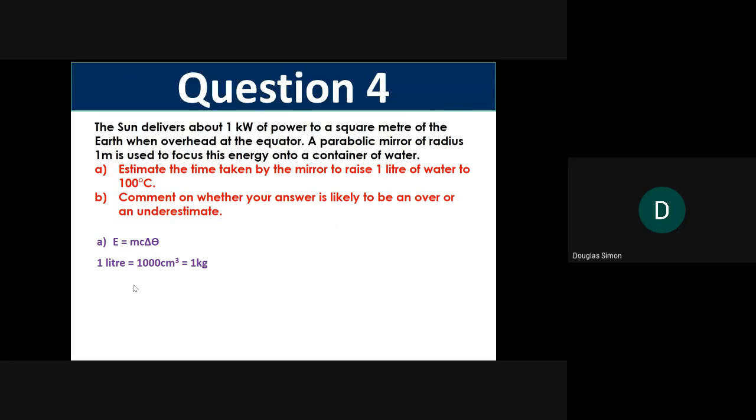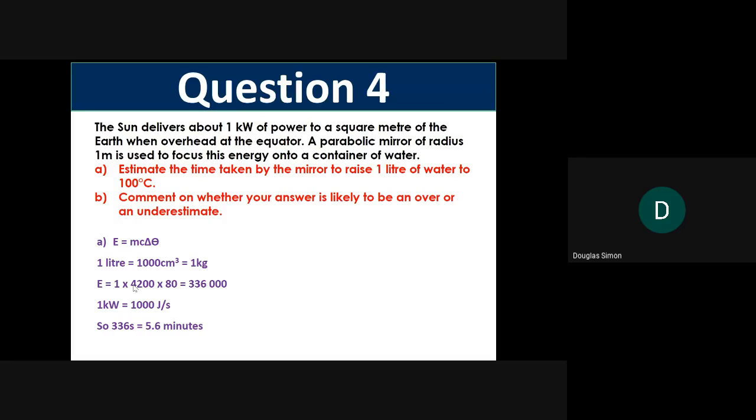So you could use a range of values here. I've chosen to use 80. If you use 90, if you use 70, that would probably be okay. Roughly, what is room temperature? Somewhere between 10 and 25 degrees is probably okay. So plug in all the numbers and you get your energy required to heat it up. And then, of course, 1 kilowatt means 1,000 joules per second. And so this is now really easy to work out that the time is 336 seconds.